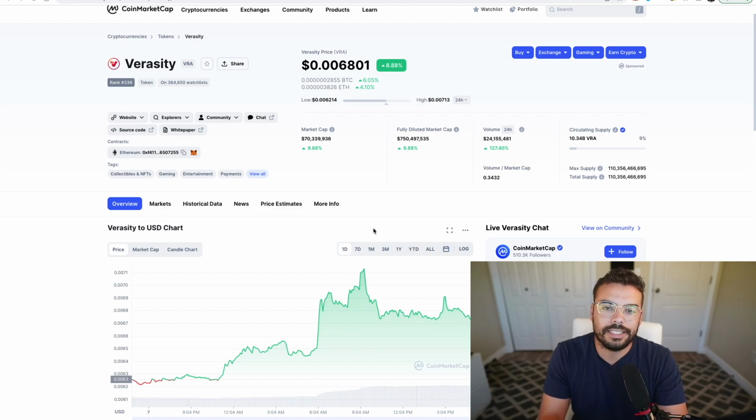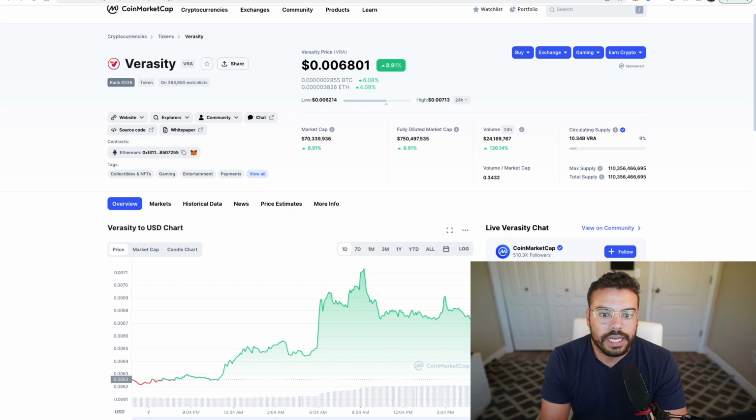Welcome back, everybody. Today we are talking about Verasity VRA. A ton of new news coming out today, and it has just skyrocketed the price. So we're going to break down what actually happened, what that new announcement is, break down the effect of that, and then go into some price and chart analysis of Verasity VRA. So let's dive right in.